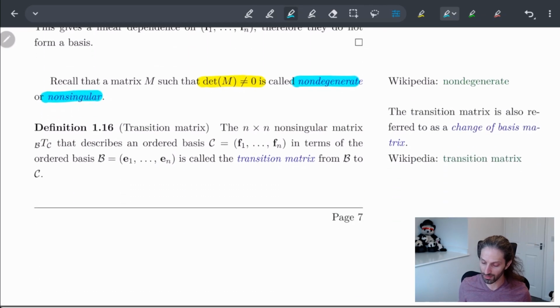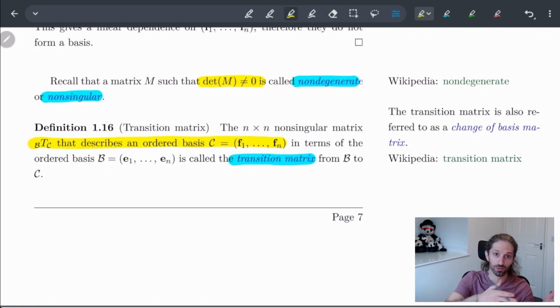And now we can finally define what the transition matrix is. So we have an n by n non-singular matrix, so the determinant is non-zero. In other words, we go from one basis to another basis. Then B transition C describes the ordered basis C in terms of the ordered basis B. So it's a transition from the ordered basis B to the ordered basis C.